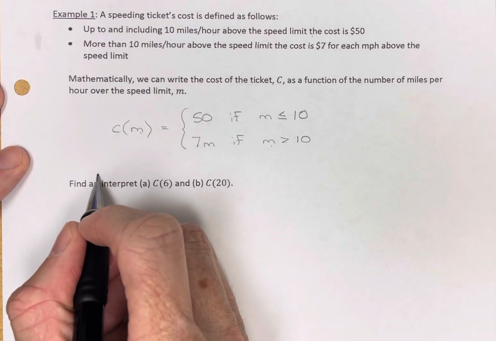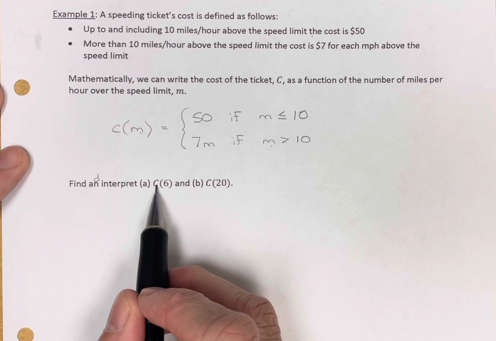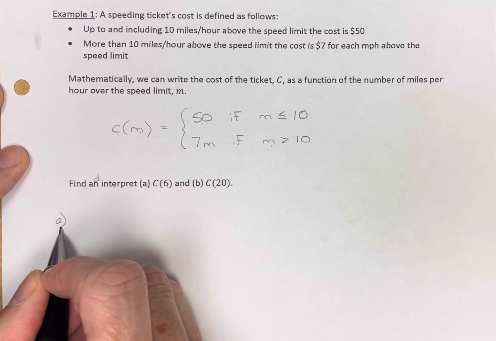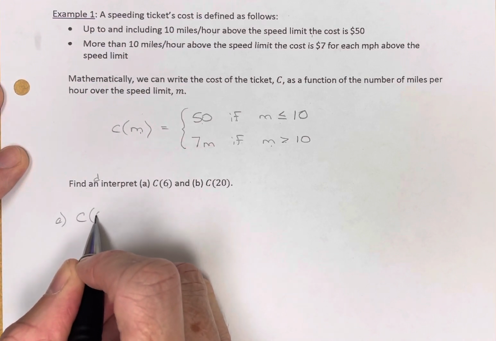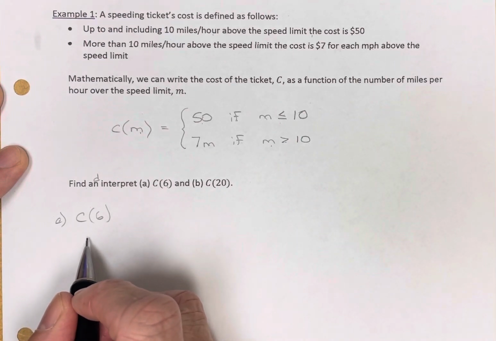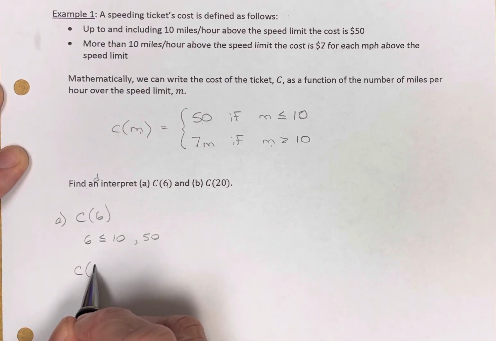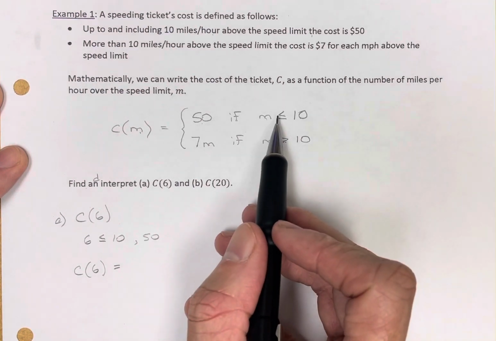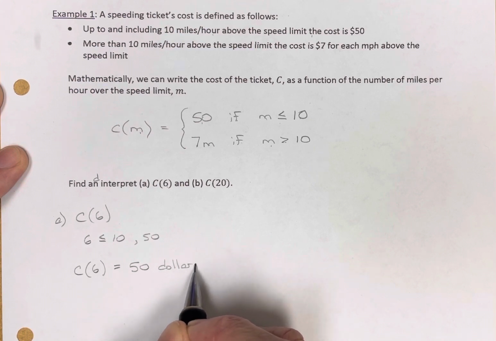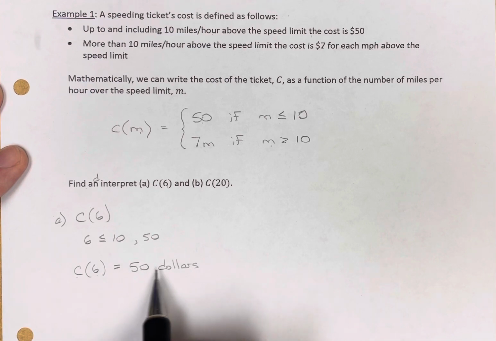So find, that should say and, find and interpret A, the cost of the ticket when you are traveling 6 miles per hour above the speed limit. Okay, A. What is C of 6? Well, we know we have to look over here and look at our domains, and we know that 6 is less than or equal to 10. Okay, so 6 is less than or equal to 10. So C of 6 doesn't even involve a calculation. It's just 50. You're going to pay $50. Okay, so the cost for traveling 6 miles per hour above the speed limit is $50.